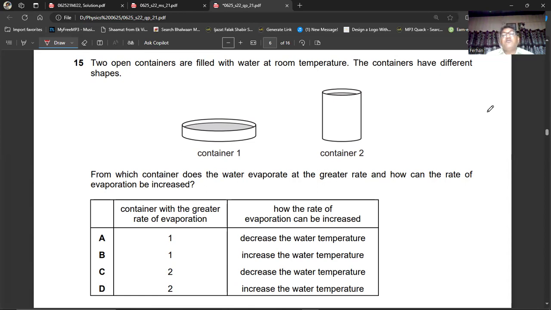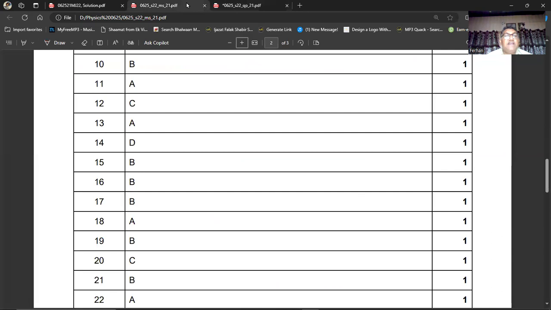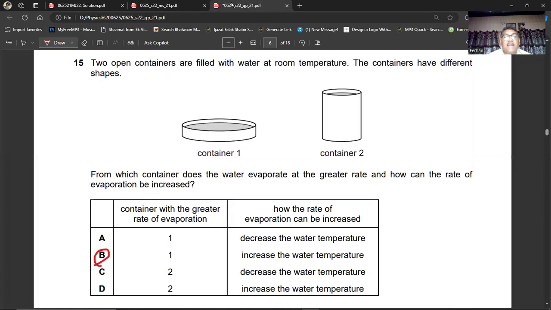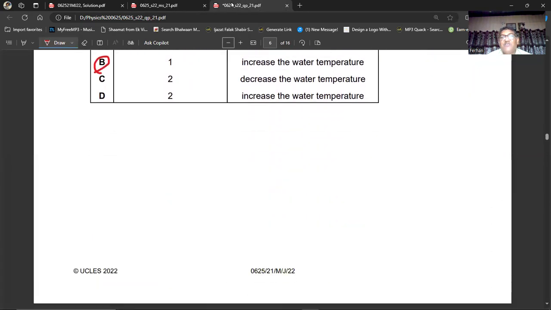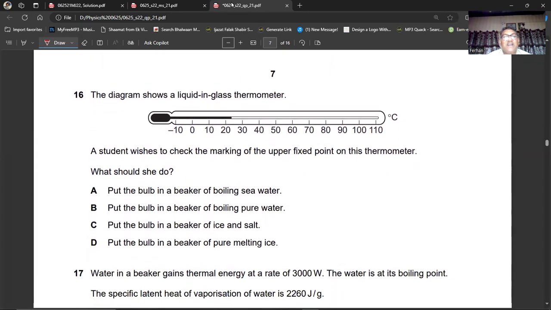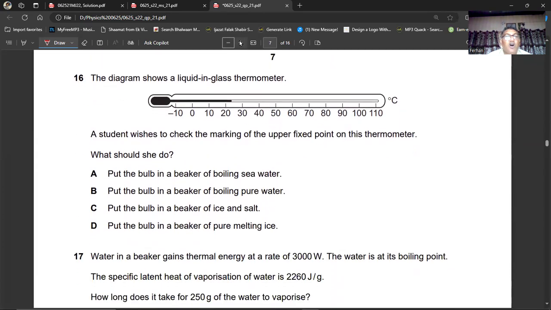How can the rate of evaporation be increased? If you increase the temperature of that liquid, the rate of evaporation will increase. So I think B is the choice, sir. Question number 15, B is the choice, sir. I hope you understand this. I'm trying to explain to you the concepts, why we are taking that option.